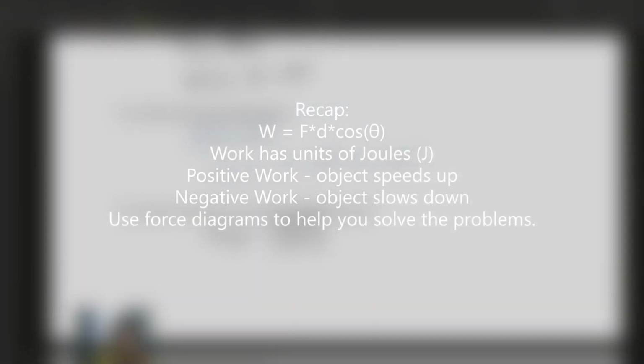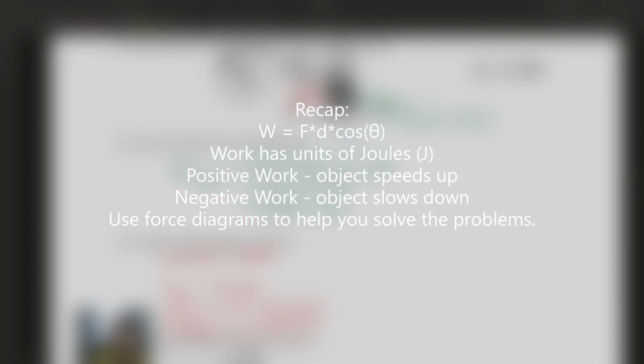Hopefully you guys feel more comfortable with this equation, F D cosine theta. That's really what I wanted you to get out of this. So this equation is in joules. If it's a positive amount, it speeds the object up. If it's a negative amount, it slows the object down. And we're going to be, again, using our force diagrams that we've been using in order to help solve these problems.